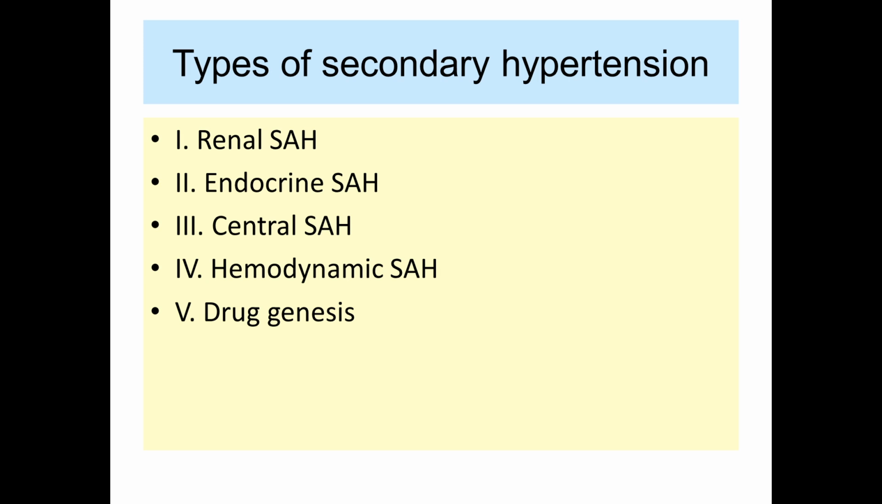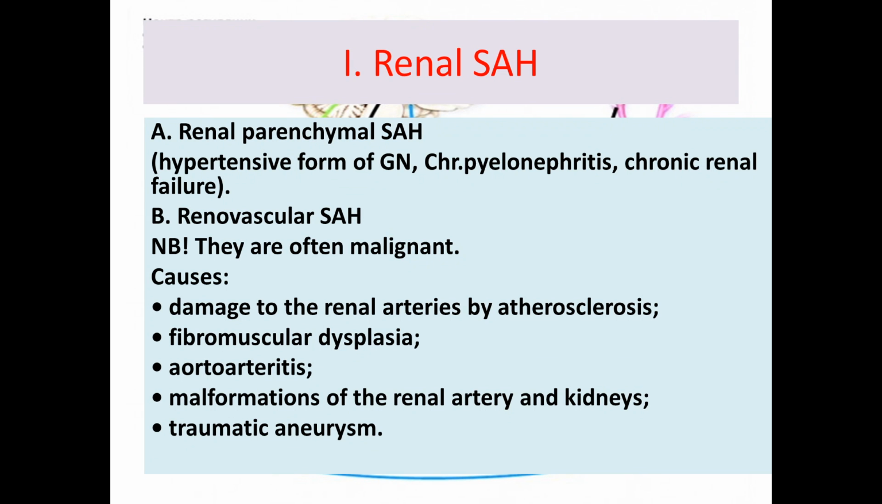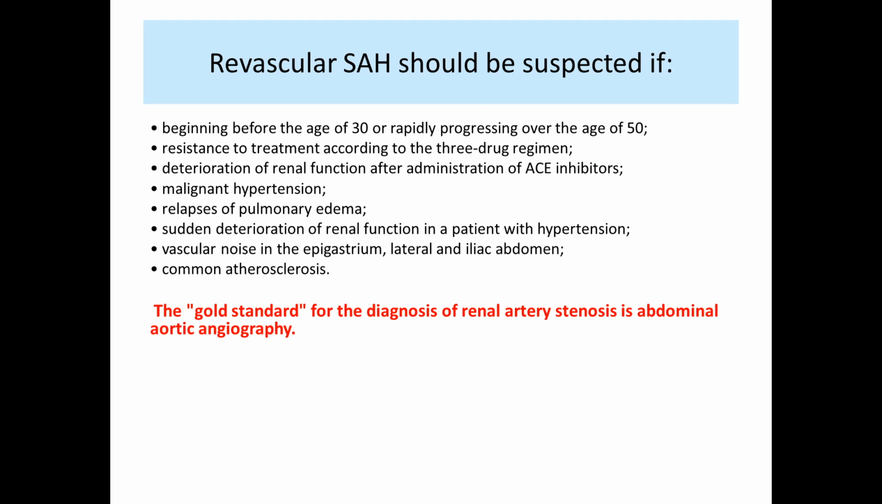There are 5 types: renal secondary arterial hypertension, endocrine, central, hemodynamic, and drug-induced. Let's start with renal secondary arterial hypertension. This may occur because of 2 types of renal damage. First, renal parenchyma damage. Next is renal vascular damage. Renal parenchyma damage may be because of glomerulonephritis, pyelonephritis, nephrosclerosis, whereas renal vascular damage is connected with damage to the vessels of the kidney.